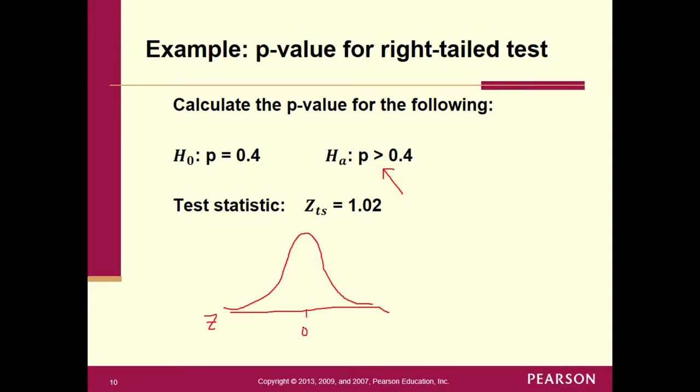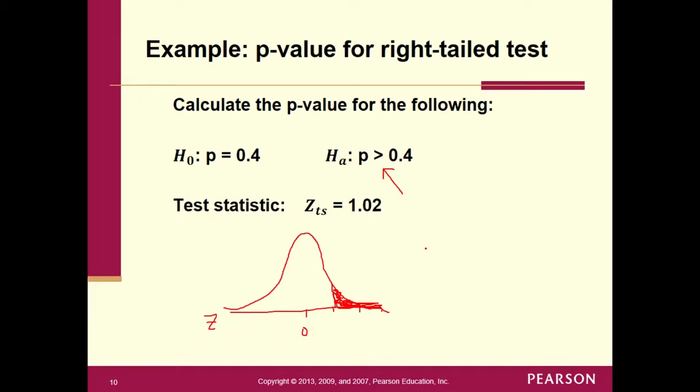That wasn't too bad for our bell-shaped curve. So here's 0. This time, since it's on the positive side, we'll go this way. 1, 2, 3. 1.02 is really close to there, right? So we'll shade that in, okay? And that area is representing the probability. Again, probabilities have to be between 0 and 1. Can't be negative, can't be greater than 1. So let's take a look here.